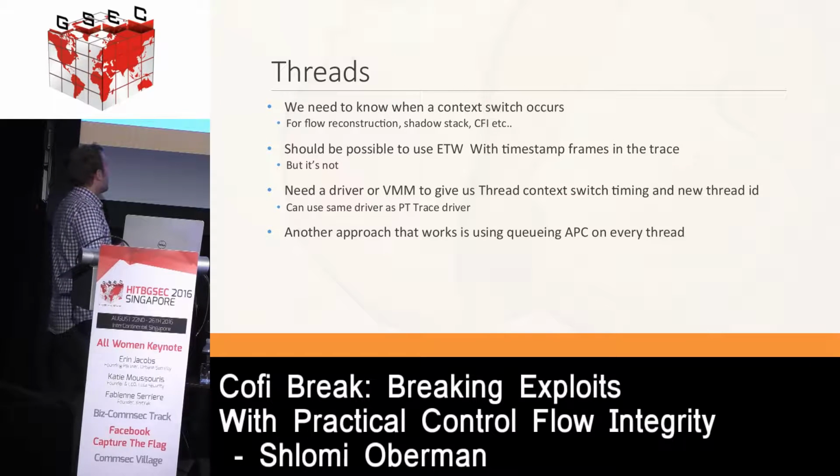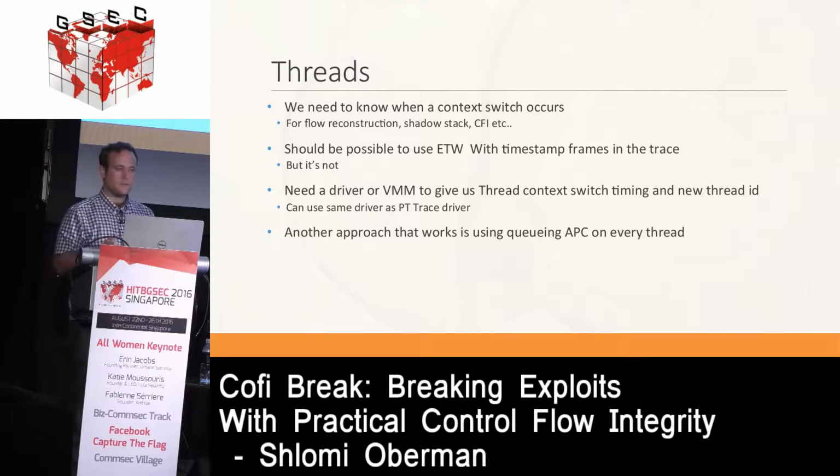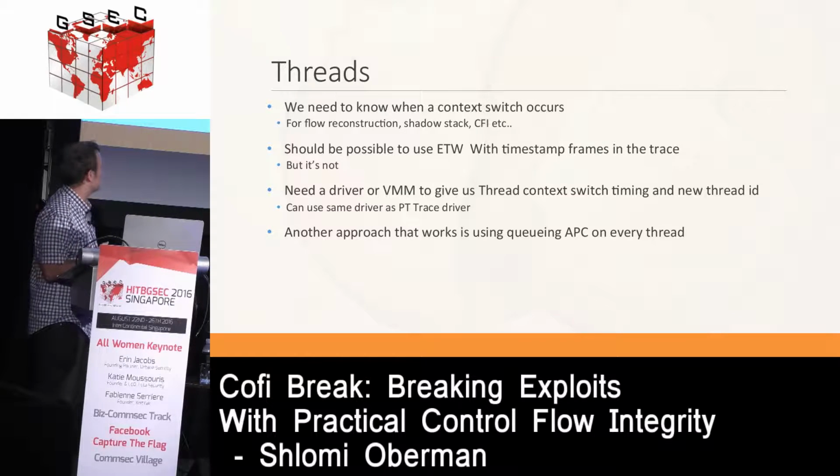We also need to be able to handle threads. As I said, Intel Processor Trace does not have any operating system context information, and we want to reconstruct the flow of the separate threads separately, obviously. We also want to have a shadow stack to know if we returned to the correct address after every function, and for this we also need to reconstruct the flow of specific threads.